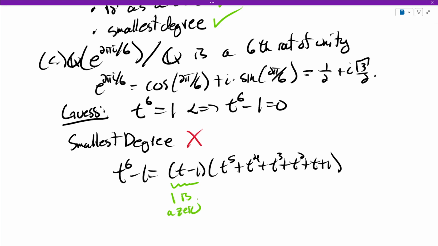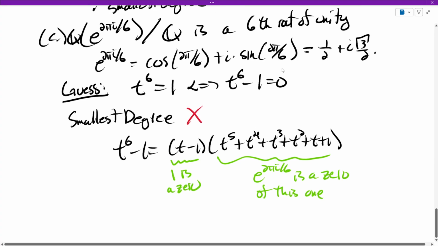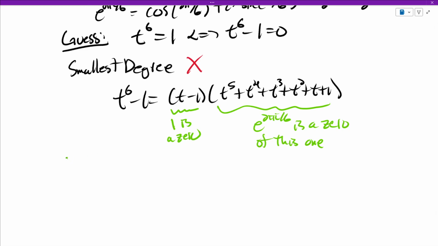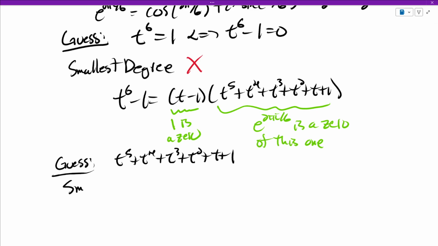So e to the 2 pi i over 6 is not a 0 there, which means that e to the 2 pi i over 6 needs to be a 0 of this one. Because it doesn't make the first factor 0, but the whole quantity must be 0, so it must make the second one 0. So a second guess would be, all right, fine, t to the 5th plus t to the 4th plus t cubed plus t squared plus t plus 1 then.